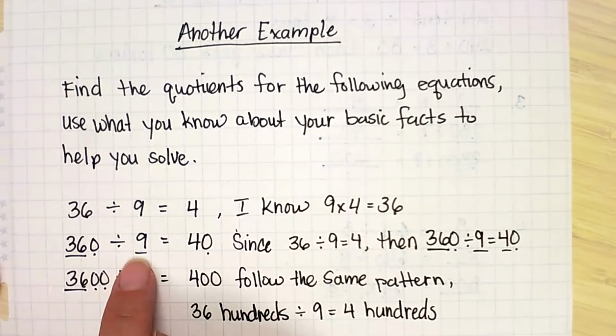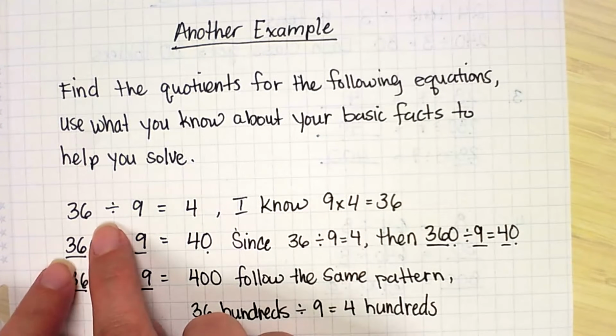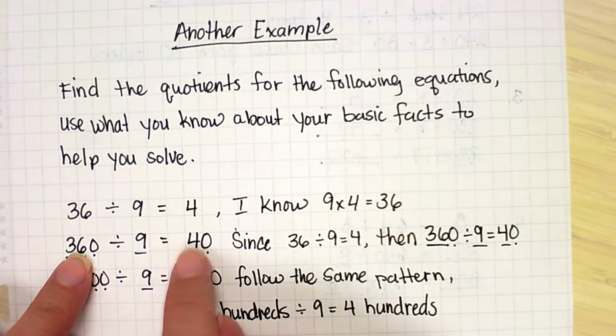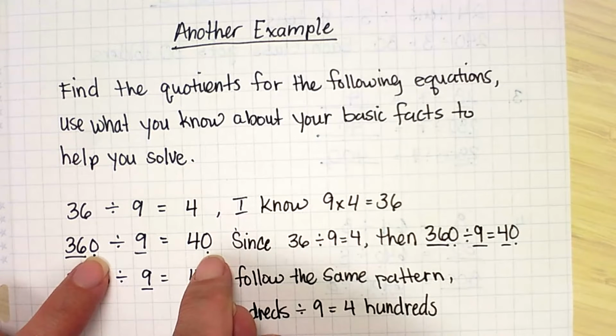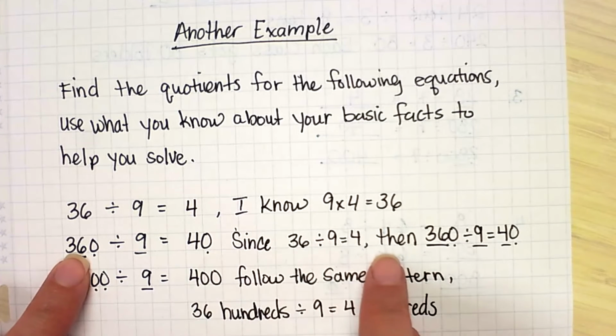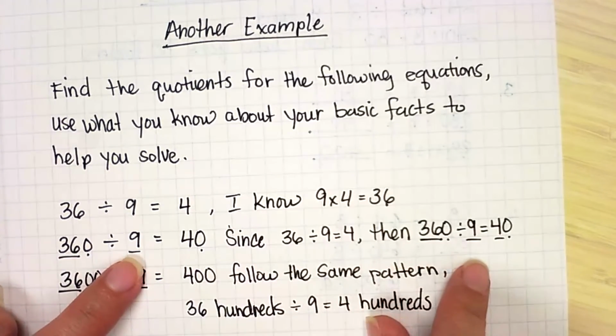Now, if I have 360 divided by 9, I'm going to use my basic fact. I'm going to drop that 0 for a minute and do 36 divided by 9, and I know that's 4. So I took 1 0 off, I put that 0 back on. So 36 tens divided by 9 gave me 4 tens, which is 40.